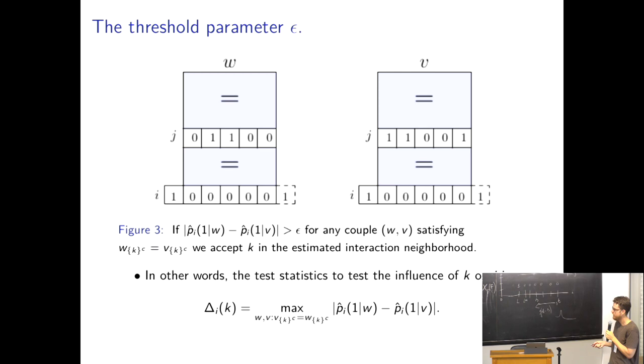But of course, if I find some patterns where this quantity is zero, it means that I have to test other pairs. I have to test this difference for all possible pairs. If for some pair W and V this is greater than epsilon, then I say that K is in fact affecting I. This is according to my test.